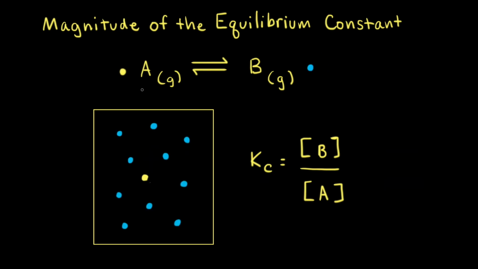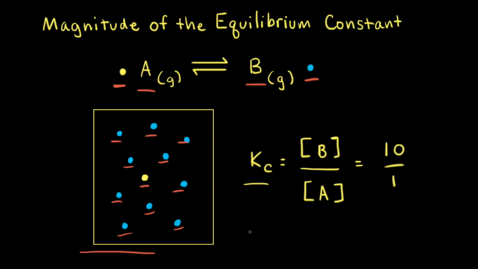Let's look at another hypothetical reaction where gas A turns into gas B. This time gas A is yellow and gas B is blue. If we look at our particulate diagram showing our reaction mixture at equilibrium, there are 10 blue particles and only 1 yellow particle. So when we plug into our equilibrium constant expression, this time it's going to be 10 over 1. Therefore, the equilibrium constant Kc is equal to 10 for this particular reaction at a certain temperature.